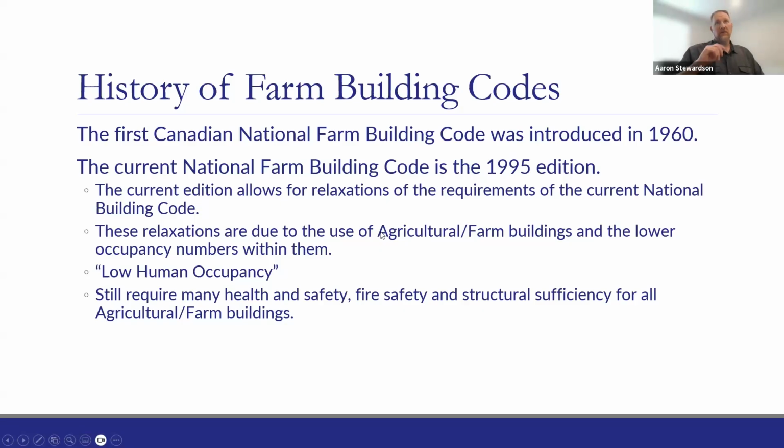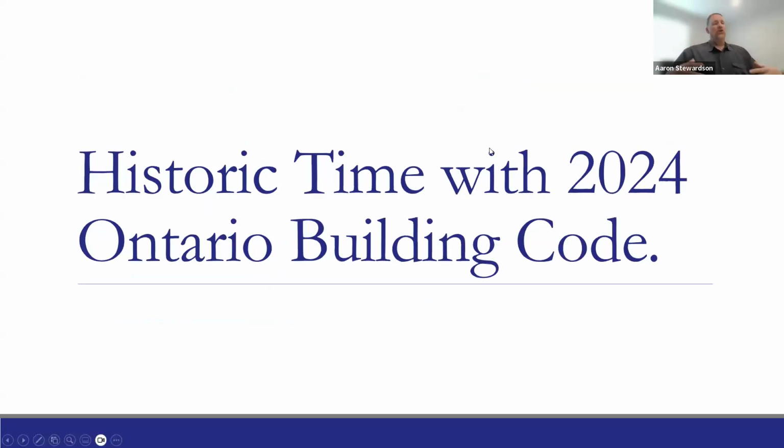So currently, up until January this year, we're working under the 1995 edition. And that 1995 Farm Building Code is still going to come into play for many farm buildings. And we'll talk about that later. So here we are in 2025 and the updates from the 2024 Ontario Building Code, which is a harmonization between national building codes and farm codes, brings in a lot of changes to farm buildings.